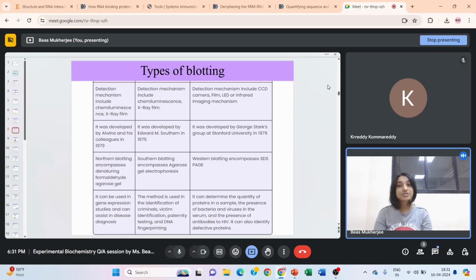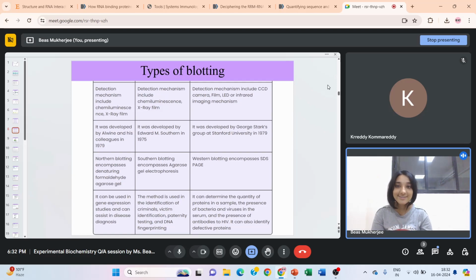Right. There are a lot of washing steps in between. So the detection mechanism for western blotting includes CCD camera, film, LED or infrared imaging. In this case there is a chemiluminescent substrate in Western blot. This substrate is basically colored, and because of that they are using these CCD camera, LED, etc. So this was developed in 1979. That is your northern blotting.